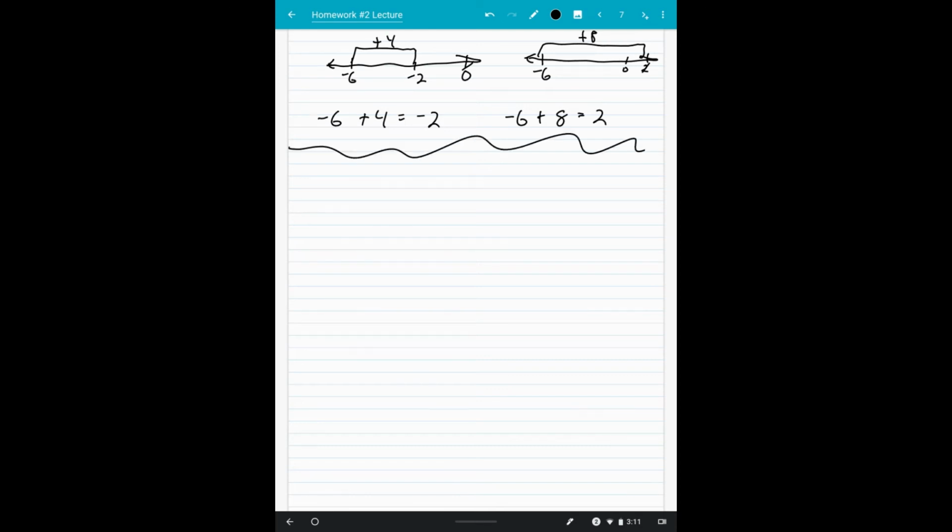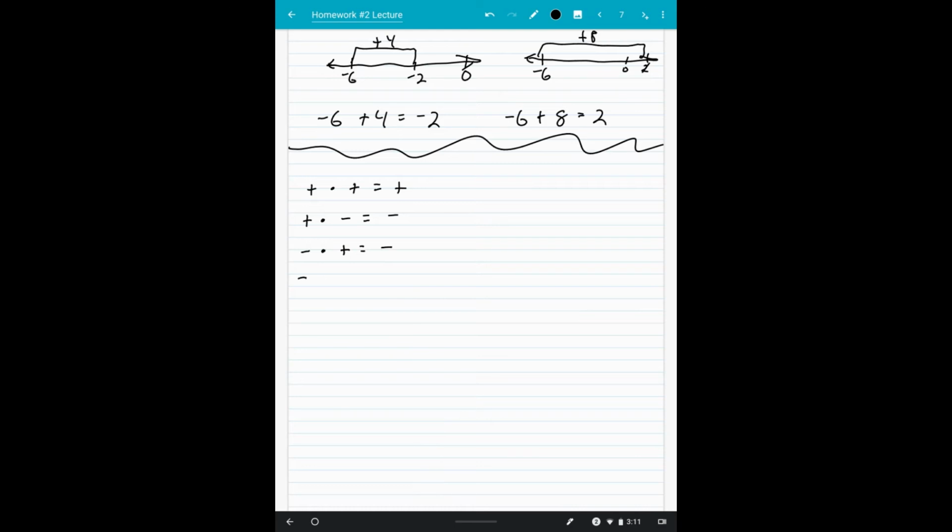With multiplication and division, you don't have to worry about jumping across the 0 to determine if it's going to be positive or negative. What you do is you depend on these 4 rules. If we have a positive number times a positive number, our result will be a positive number. If we have a positive times a negative, our result will be negative. If we have a negative times a positive, our result will be a negative.